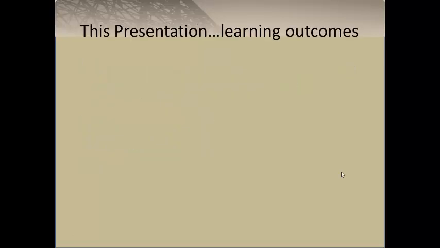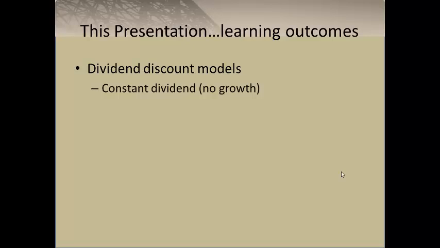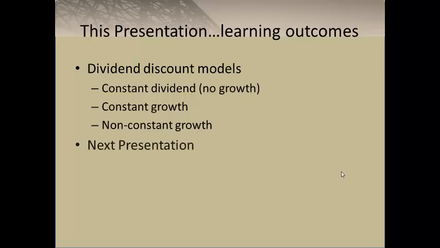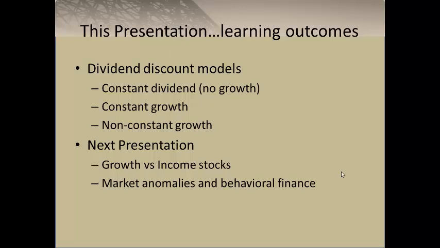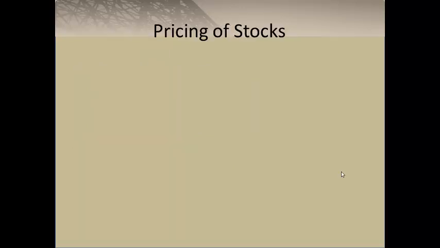In this presentation, the following are expected learning outcomes. First, we will see the dividend discount models, of which if there is a constant dividend and no growth, or when there is constant growth, or when there is non-constant growth, how can we value stocks with these kinds of attributes? The presentation after this, we will talk about growth versus income stocks. We'll talk about market anomalies and behavioral finance.